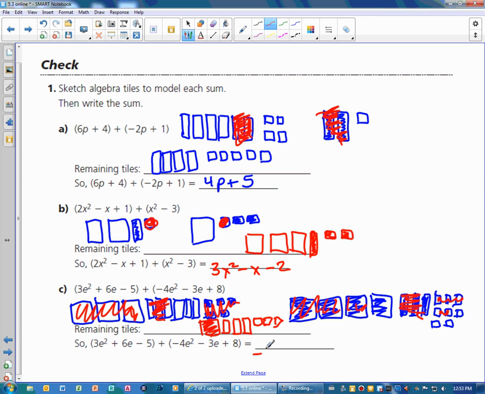So my answer is negative e squared plus 3e plus 3. Wow, hopefully that's what you had. Pause if you need to catch up.